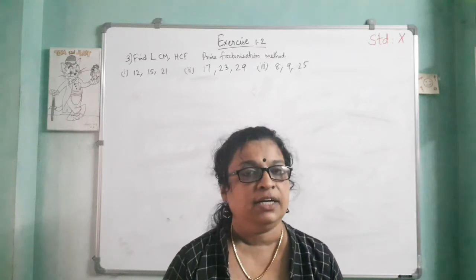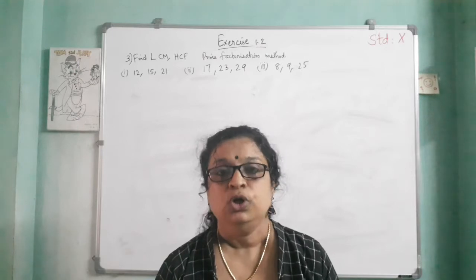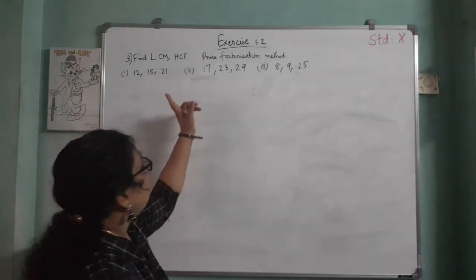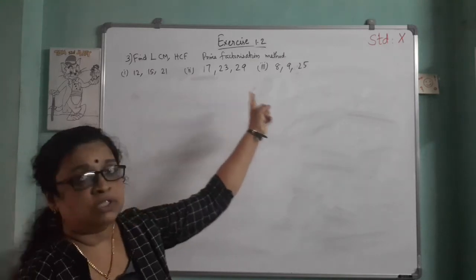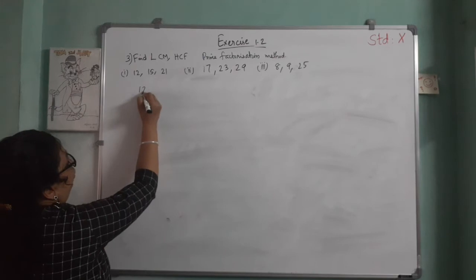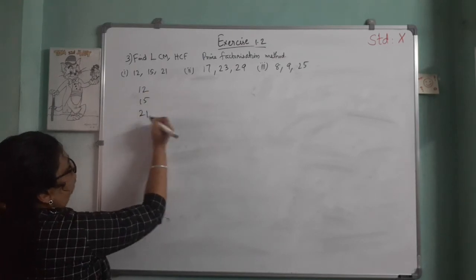Last class we started our exercise 1.2. Two questions are over. Now the third question: find LCM and HCF using prime factorization method. So the first question is 12, 15, 21.